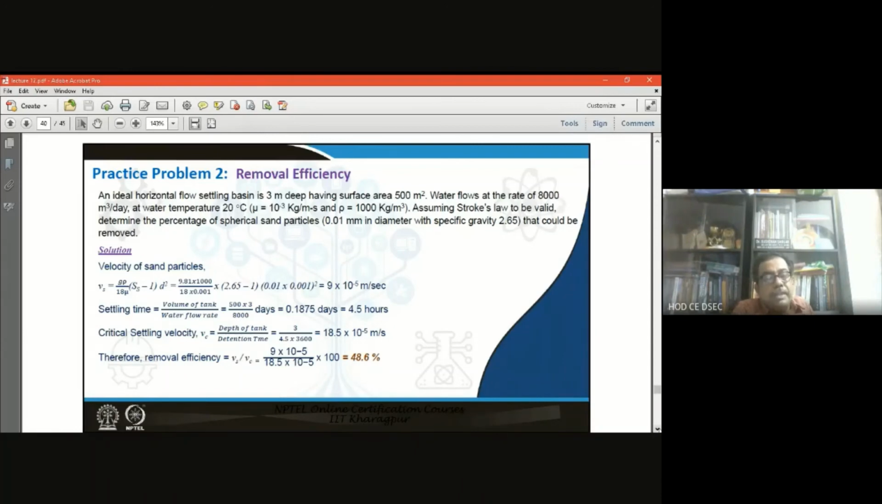Why? Because velocity is nothing but distance divided by time. Again I repeat, velocity is given by distance divided by time, that is the physics law. Distance means the depth of the tank, because settling occurs vertically in the depth. Time means the detention time, the time within which the particle will settle.